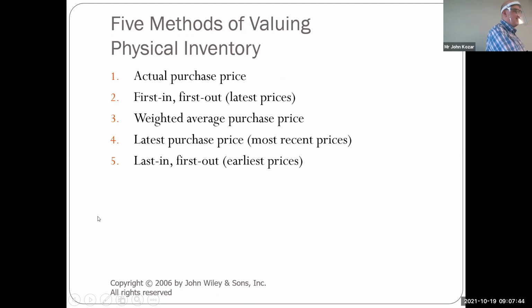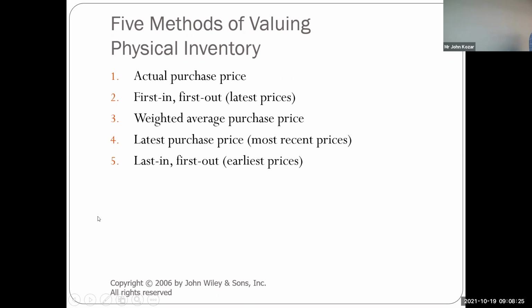And then number 5 is the opposite of number 2, where you assume you're doing the opposite of what a restaurant should do. You wouldn't necessarily be doing this. You still want to rotate your product first in, first out. But for accounting purposes, you can say this is what you're doing, and take the costs from the early purchases in the month and go as far as you have physical inventory and use those actual purchased prices.